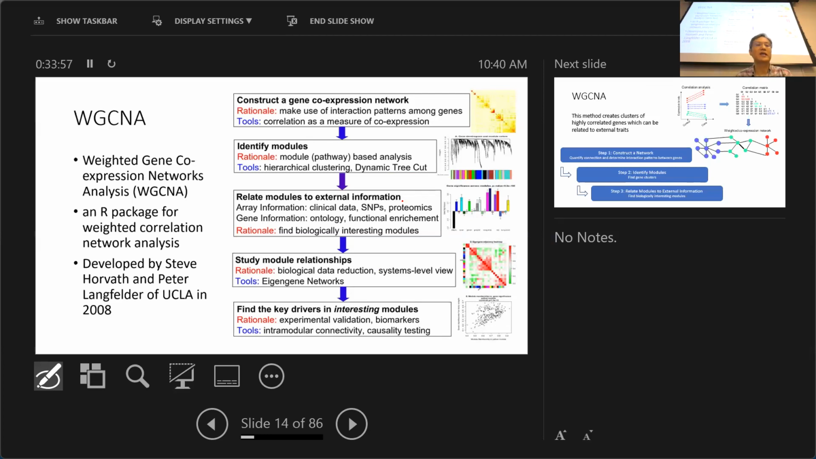Okay, so as I said, this WGCNA is called Weighted Gene Co-expression Network Analysis. This package contains several steps, and it has been around since 2008. It's our package, and I don't know whether you have ever seen something like this. Who has ever seen figures that look like this?